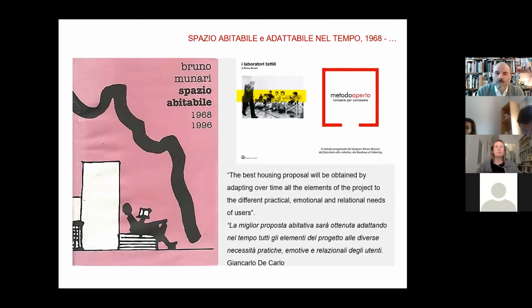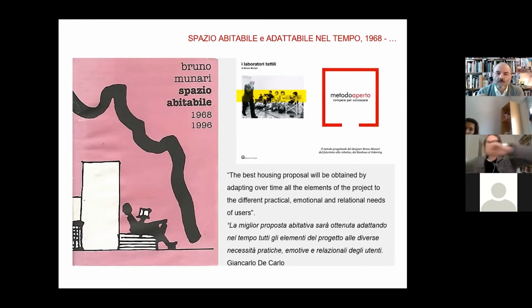So what about spazio abitabile and adattabile nel tempo? I wrote it in Italian because to me it's very important to keep this word in Italian, spazio abitabile, inevitable housing space. Adaptable over the time. The best housing proposal will be obtained by adapting over the time all the elements of the project to the different practical, emotional, and relational needs of user.